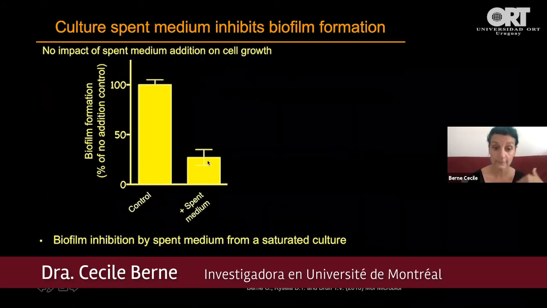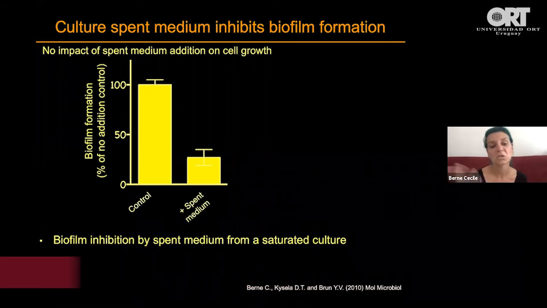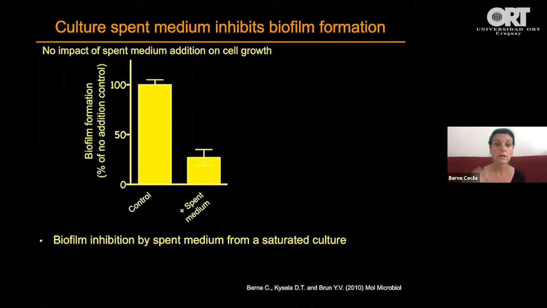Now you can see that if you add spent medium to the same biofilm, you've got only about 25% of biofilm made. So it means that in spent medium of a saturated culture, we can find a molecule that will trigger cell dispersal, that will tell cells in a biofilm, don't stay there, don't form a biofilm, move away.